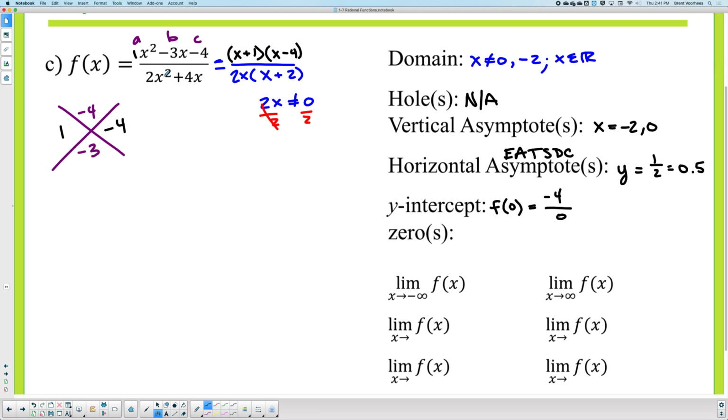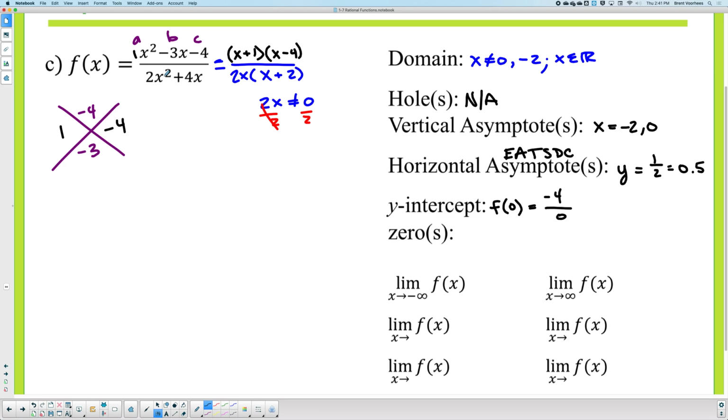But we do have two zeros. We have a 0 at -1. That point there is at (-1, 0). And then I also have a 0 right here at 4. So our graph looks pretty good. All right, let's fill in our limits.